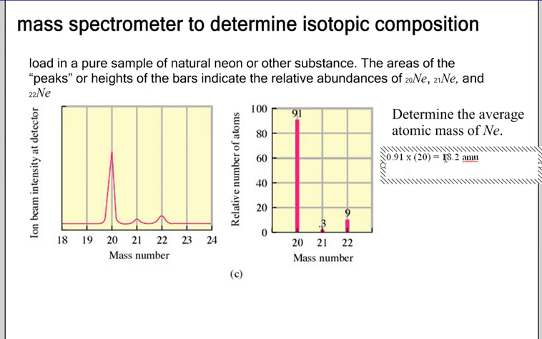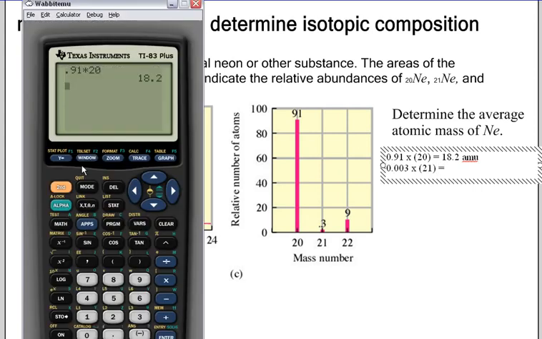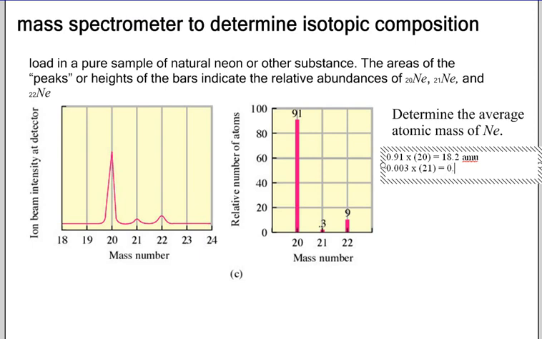So now let's move on to neon 21. 0.3% of the time, neon was neon 21. Again, we cannot use it as a percentage. That doesn't do us any good, so we're going to move the decimal point. We move it once, that's dividing by 10. Move it another time, that's dividing by 100. We're going to multiply these two together. 0.003 times 21. We end up with 0.06.